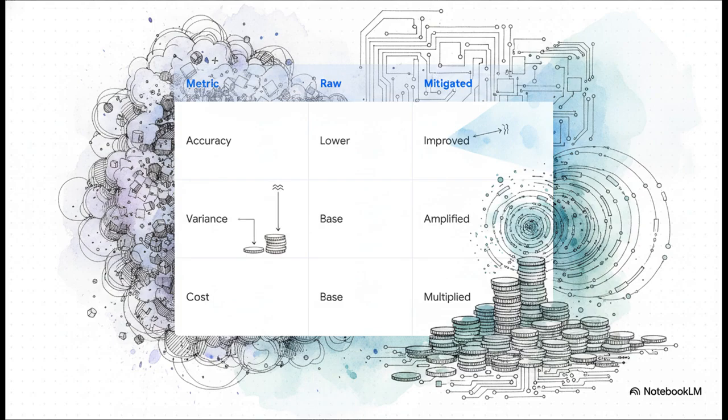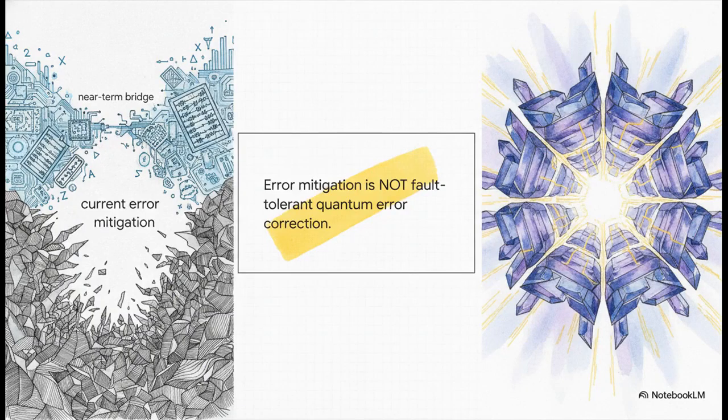Now switch over to the mitigated data. Sure, your estimate accuracy improves, but the penalty is heavy. Your statistical variance gets amplified, meaning the spread of your data gets way wider. And to compensate for that, your sampling cost, the sheer number of shots you have to run on the hardware, multiplies dramatically. And let's just state this firmly for the record.